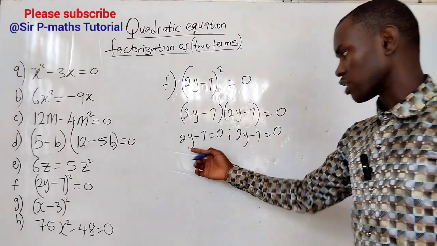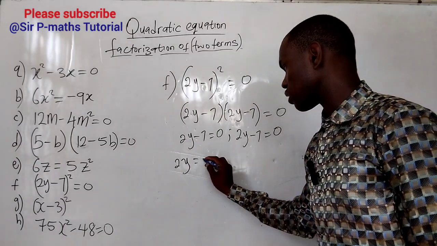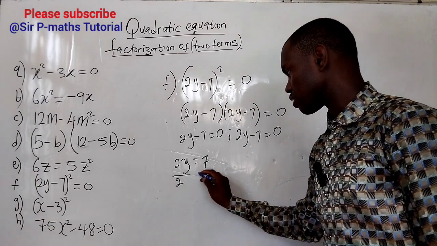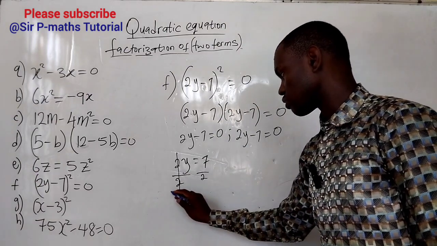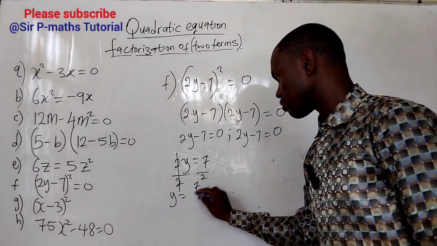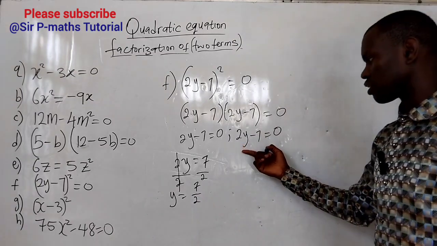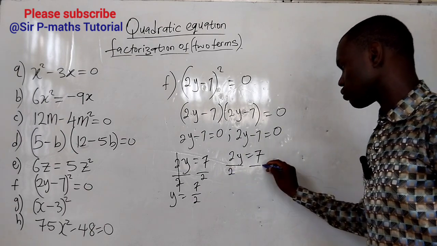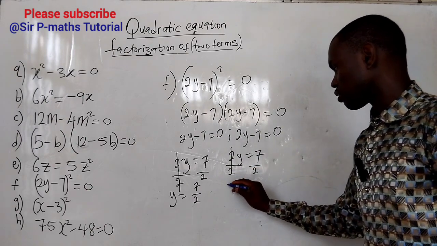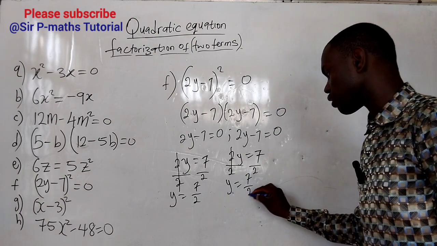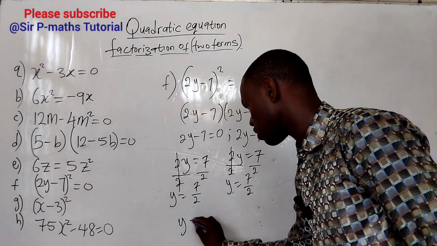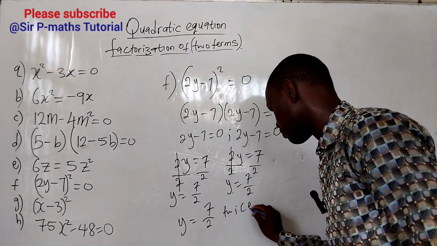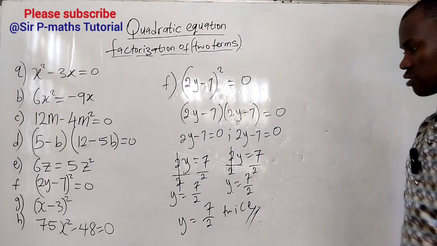Make y the subject of the formula here. That means I'll have 2y equal to 7. 7 will cross the equality sign. Then we divide both sides by 2. This will cancel. I'll have y equal to 7 over 2. We do the same thing here. 2y equal to 7. Dividing both sides by 2, my y will be 7 over 2. Right? So y is equal to 7 over 2 twice. Alright?